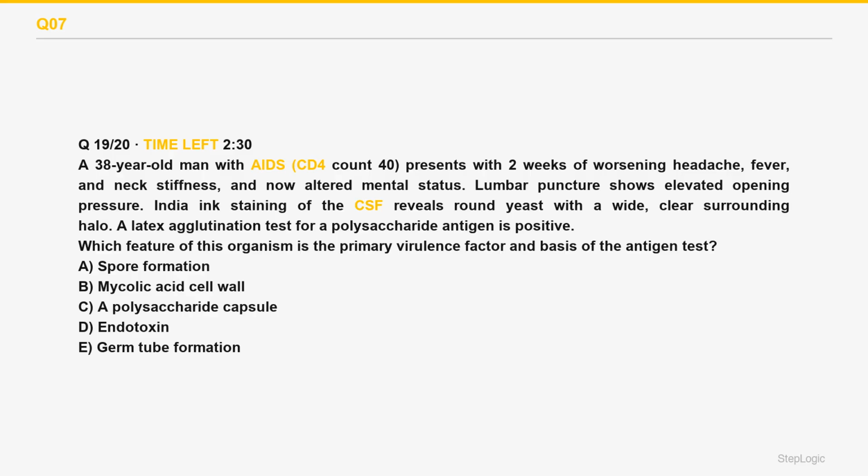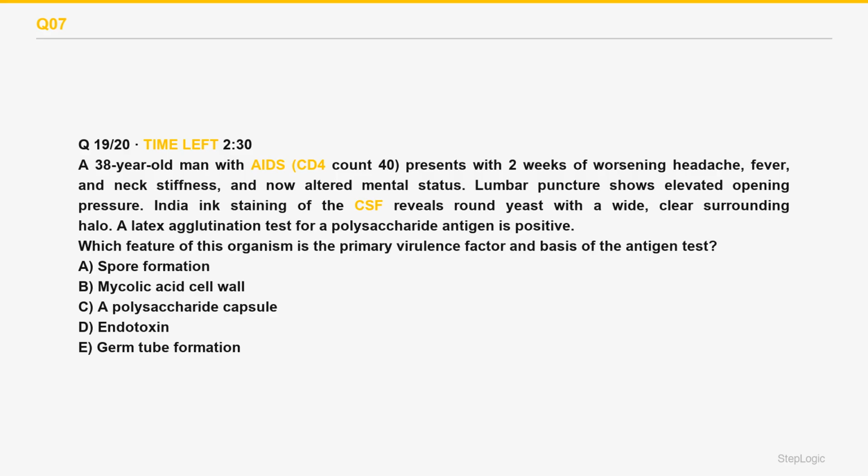Which feature of this organism is the primary virulence factor and basis of the antigen test? A 34-year-old man with AIDS, CD4 count 40, presents with 2 weeks of worsening headache, fever, and neck stiffness, and now altered mental status. Lumbar puncture shows elevated opening pressure. India ink staining of the CSF reveals round yeast with a wide, clear surrounding halo. A latex agglutination test for a polysaccharide antigen is positive.